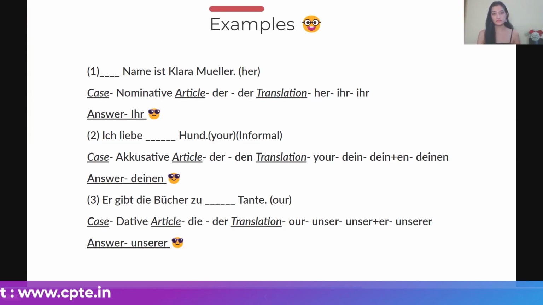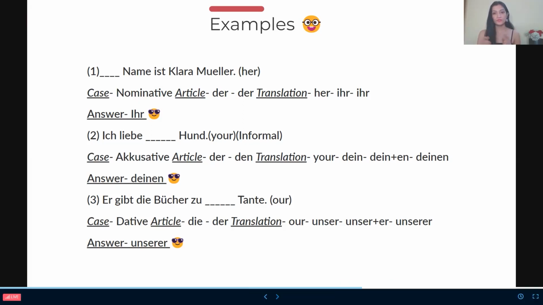Now coming to the article. The basic article of Hund is der. That will change to den. Now coming to the translation. In the translation, I have written "your informal", which is dein. So you can see in dein, there will be a change to den. So the possessive will follow the leader. Here, en in the end. So dein plus en, deinen. Basic possessive plus en, which is deinen. So the answer will be deinen. Ich liebe deinen Hund. I love your dog.